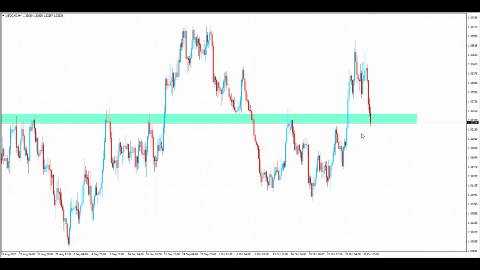So again, if we have a strong impulsive move like we are having right now, as you can see here, impulsive move broke through the level, impulsive move broke through the level, impulsive move broke through the level. So you can see we're having another impulsive move, so potentially you could be seeing another break through the level there.